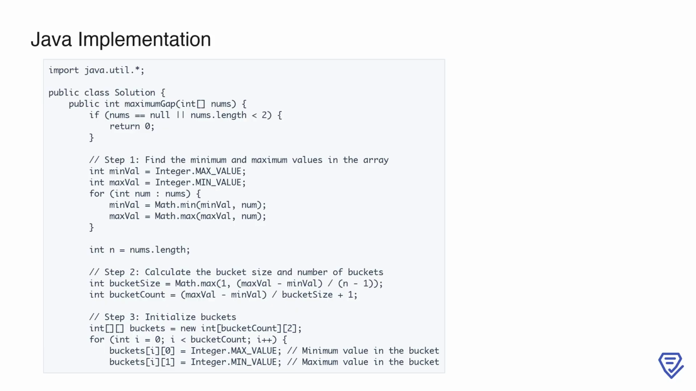The bucket size is determined as the maximum of 1 and the integer division of the range between the maximum and minimum values by the number of gaps, which is 1 less than the length of the array. Using this bucket size, we calculate the number of buckets needed to cover the range by dividing the range again by the bucket size and adding 1. Finally, we initialize the buckets as a two-dimensional array where each bucket will track the minimum and maximum values it contains. Initially, we set the minimum values to Integer.MAX_VALUE and the maximum values to Integer.MIN_VALUE, indicating that the buckets are empty.